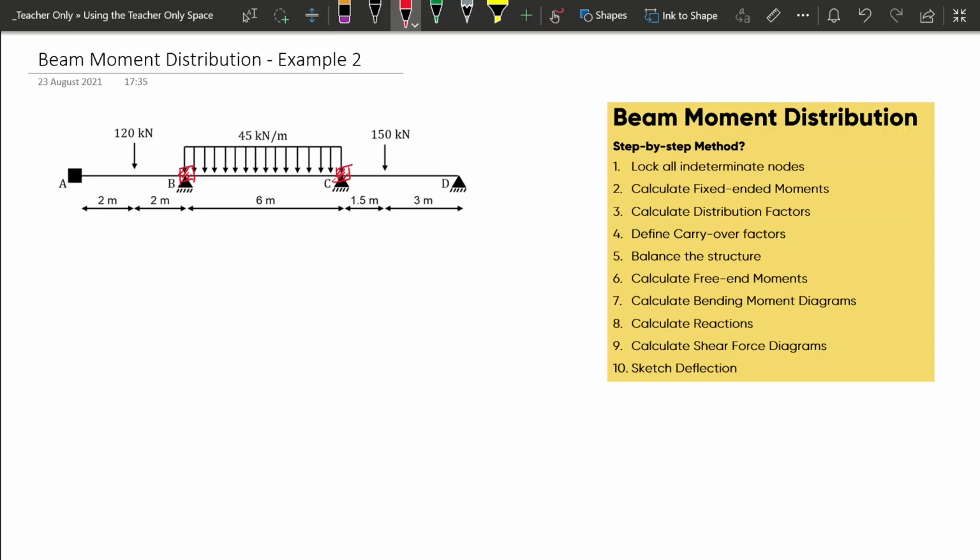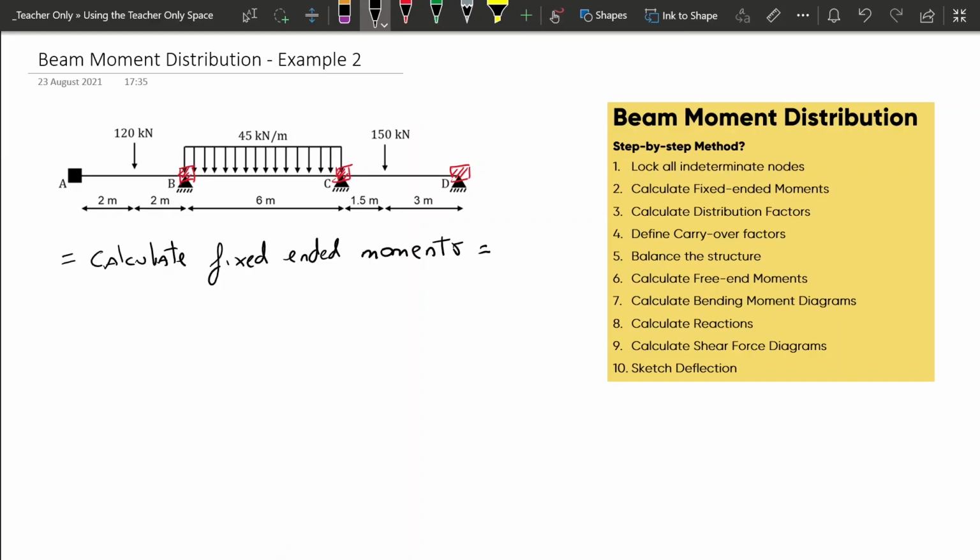But we're also going to lock D, despite knowing that its moment has to be 0. It's just for a little bit that we're going to lock it, and we're going to get rid of this lock very quickly. So D would not count as an indeterminate node. In this stage, we're going to calculate the fixed end moments.